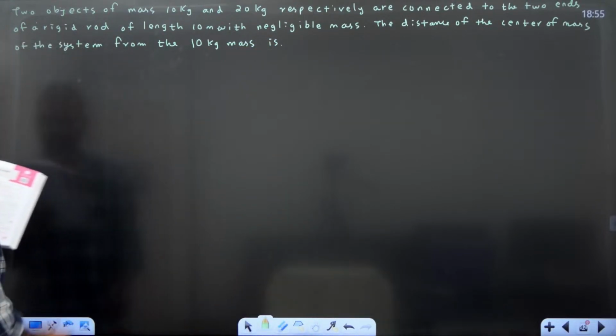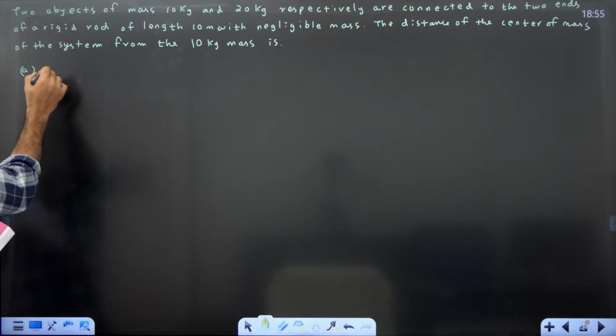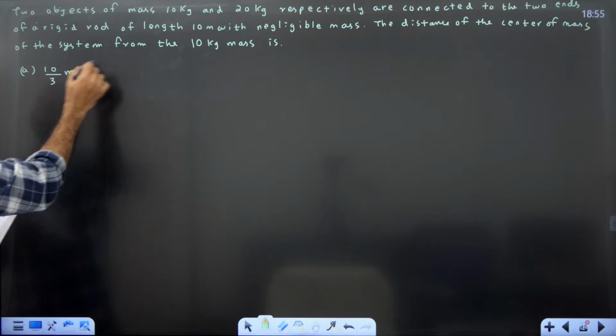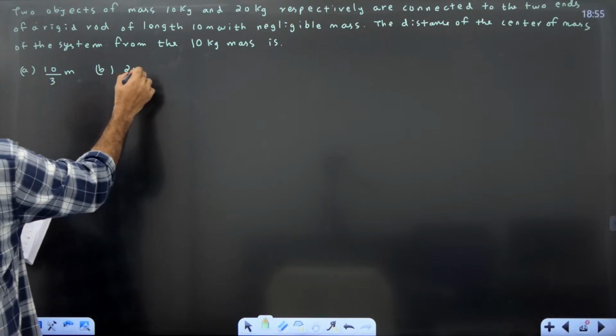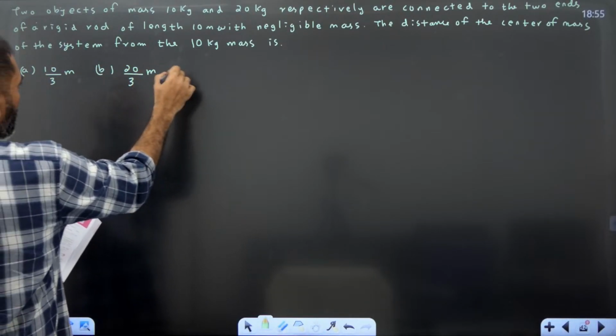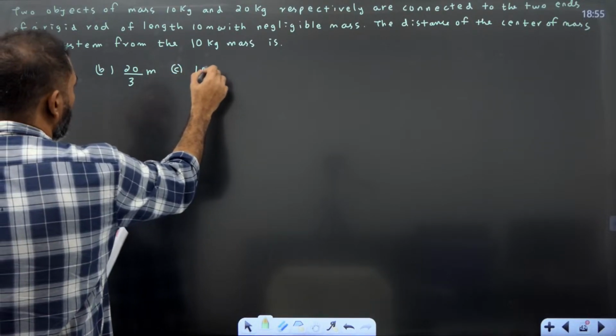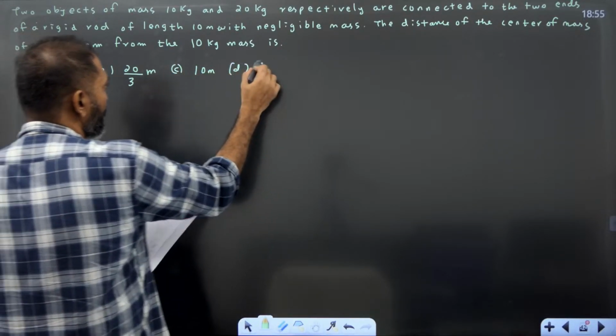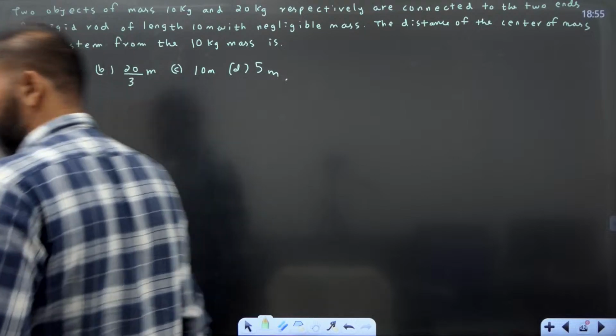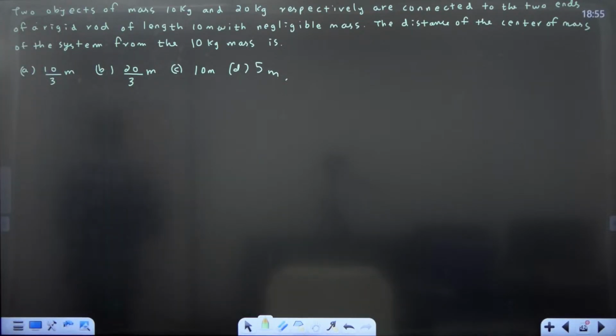2022 NEET question. Option A, 10 by 3 meter. Option B, 20 by 3 meter. Option C, 10 meter. Option D, 5 meter. Okay, please try that. We have done similar problem related to center of mass.